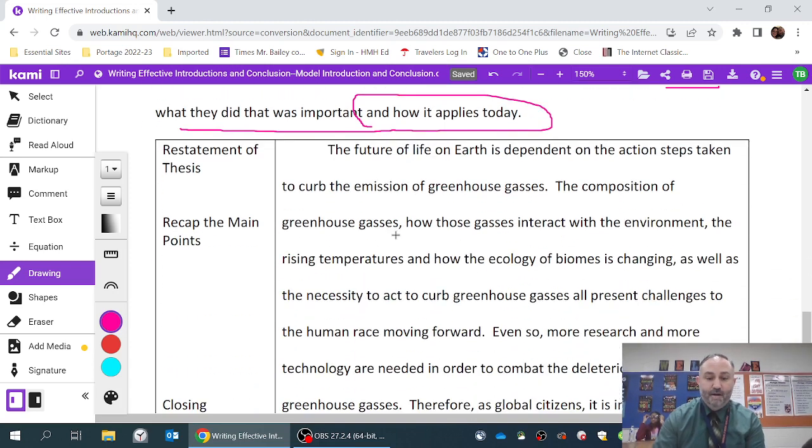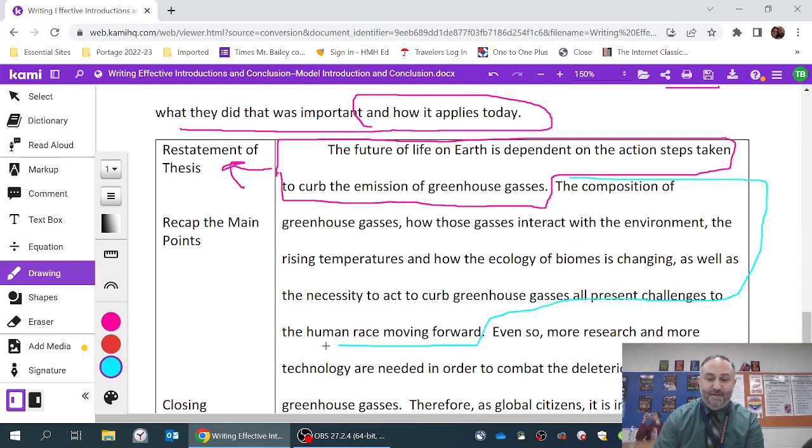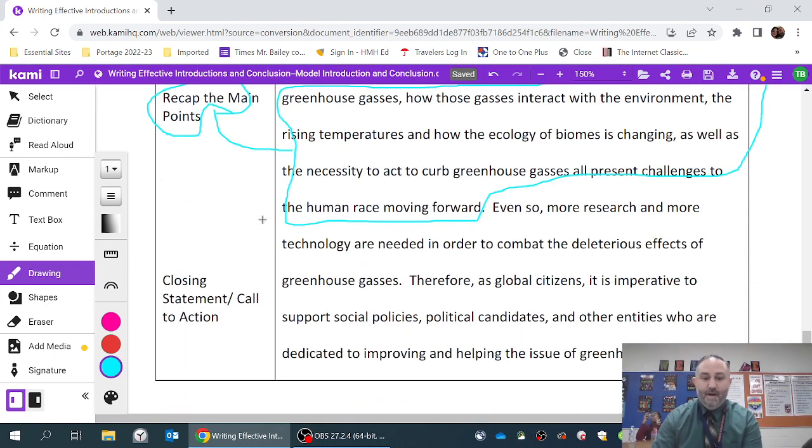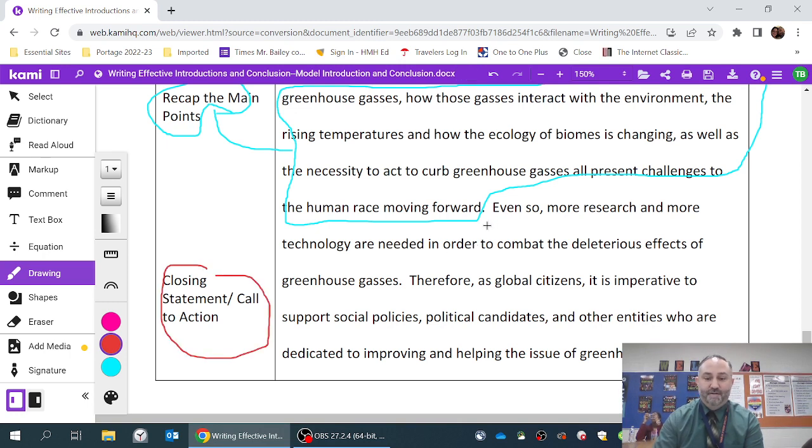So once again, following the same model, this is a conclusion for the very same essay that I provided the introduction for. The future of life on Earth is dependent on the action steps taken to curb the emission of greenhouse gases. That is the thesis, just in the opposite order as it was above. Similarly, the composition of greenhouse gases, how the gases interact with the environment, etc., that whole sentence right there is the same thing as the preview step, but now we're recapping what they have already learned in the essay by having read it. And then the last section of this is what is known as the closing statement or the call to action.